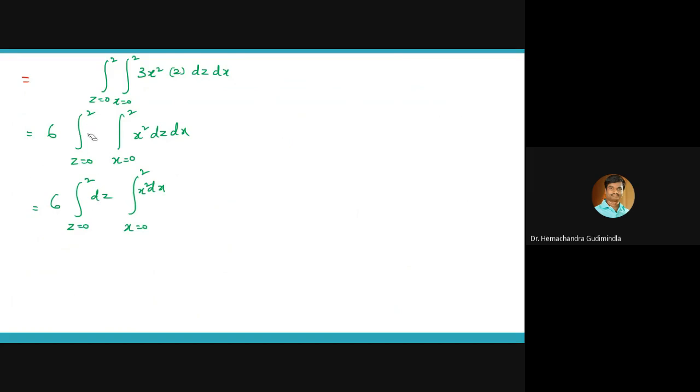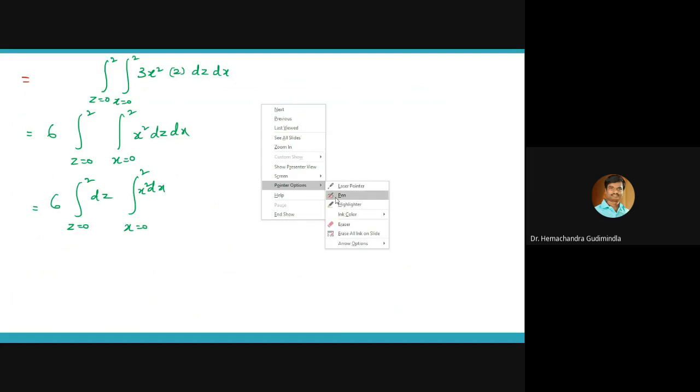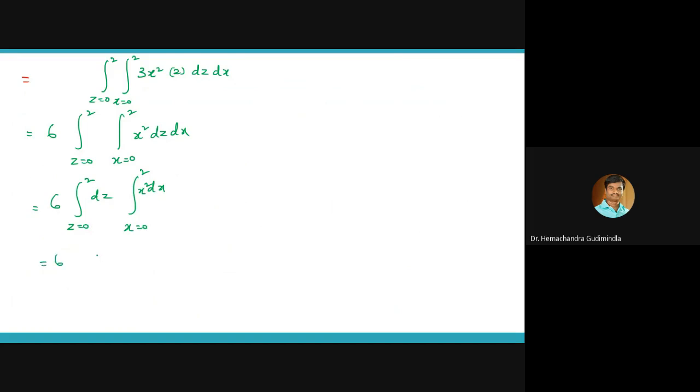because the integrals are written like a surface integral. Two line integrals is nothing but one surface integral, right? So integral z equal to 0 to 2 dz, integral x equal to 0 to 2 x square dx. Now I will perform the integration. Integral dz is nothing but z, where z is varying from 0 to 2. Integration of x square is x cube by 3, where x is varying from 0 to 2.